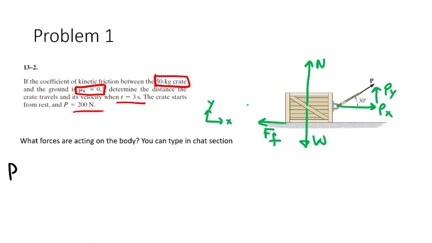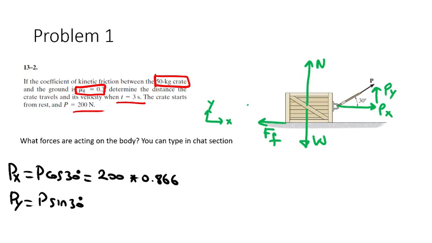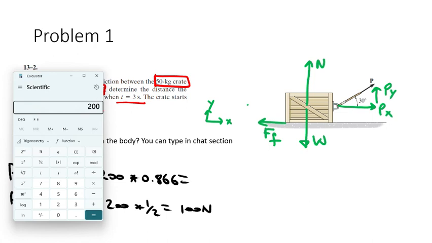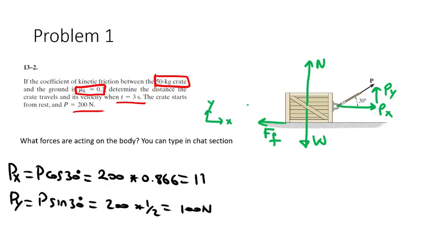The first thing is that Px is P cosine 30. If you know cosine 30, P times cosine 30 will be 200 times 0.866, which is 173 newtons. And then Py will be equal to P times sine 30, that will be 200 times 1/2, that will be 100 newtons. Okay.